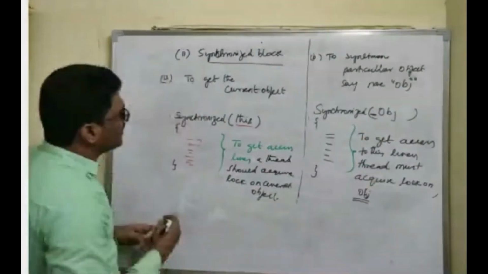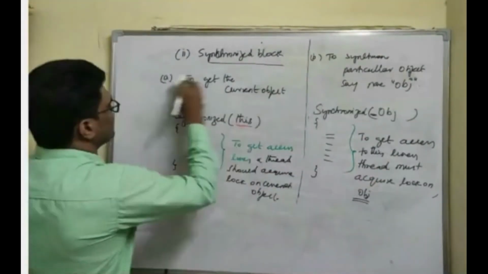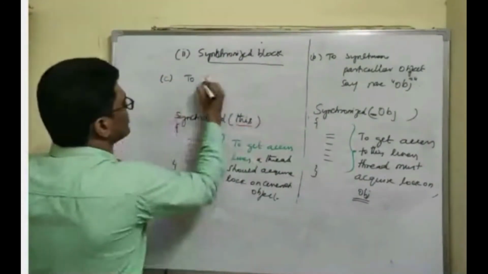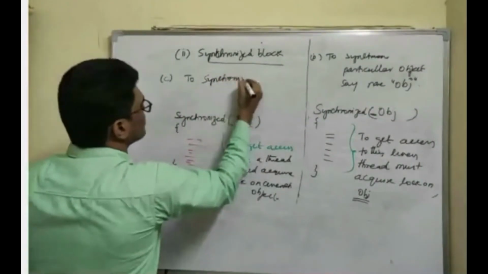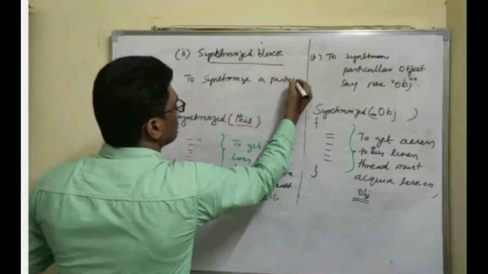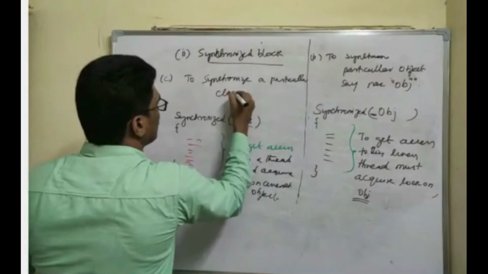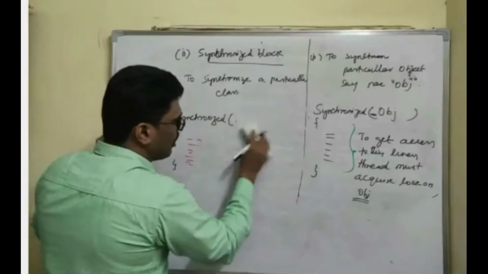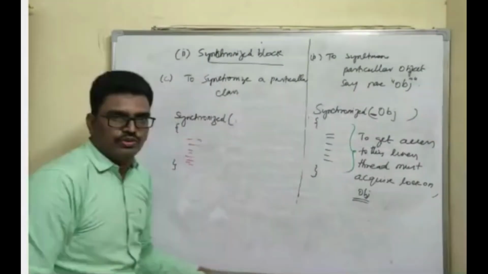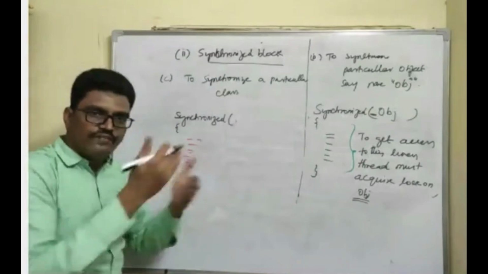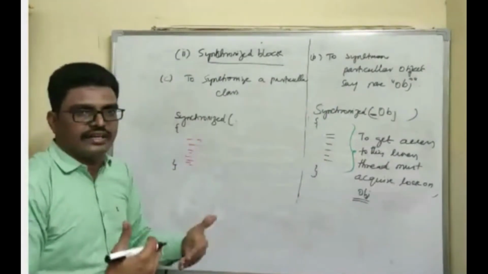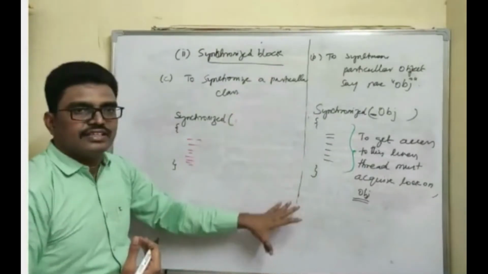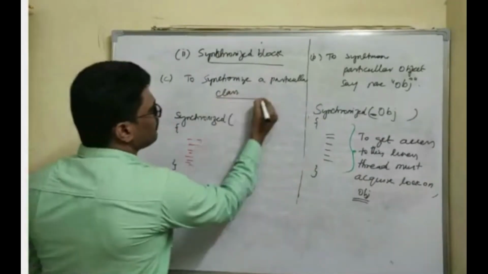Okay. The third case is to synchronize a particular class. You have seen we got a problem there. What is the problem? Previously I showed you in the synchronized approach, if you are using two different objects, you get inconsistent data. Why? Because you are putting a lock on only the object, but the class is free. So now here you are going to put a lock on the class.